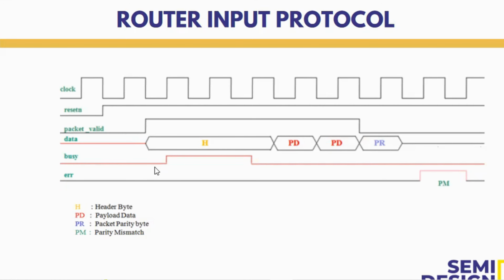And this is the busy signal. If the router is busy, that is, if it cannot process this data, it will show the busy signal. That's why you can see that the header data is being extended. The payload data are small, but the header data is extended since you have a busy line. Once busy goes low, the packet is accepted. And here you have an error signal. PM denotes parity mismatch. If this parity does not match the internal parity generated, it will give you an error.